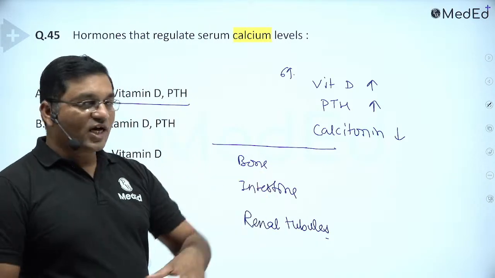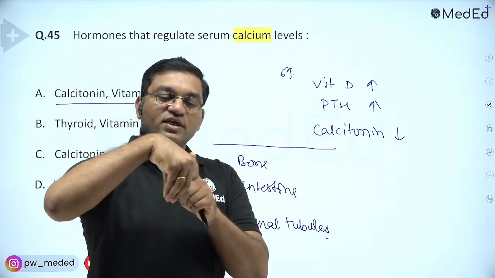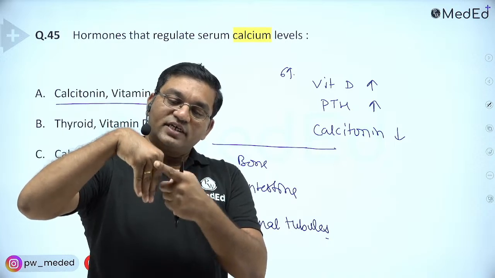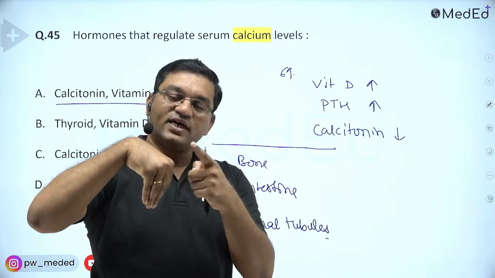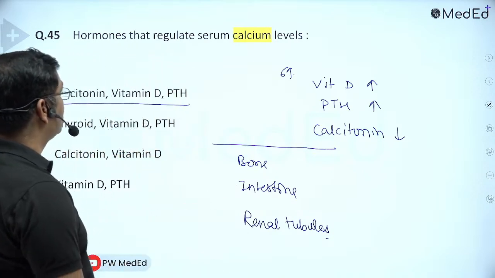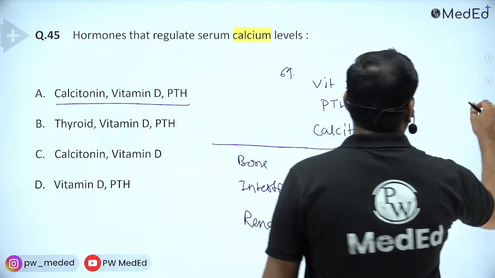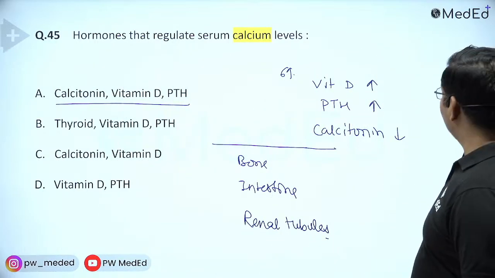And carpopedal spasm is a typical position of the hand: flexion of the wrist, extension of the interphalangeal joint, and flexion of the metacarpophalangeal joint. So this is carpopedal spasm in calcium deficiency. It is a major element, calcium. Also clotting factor 4.